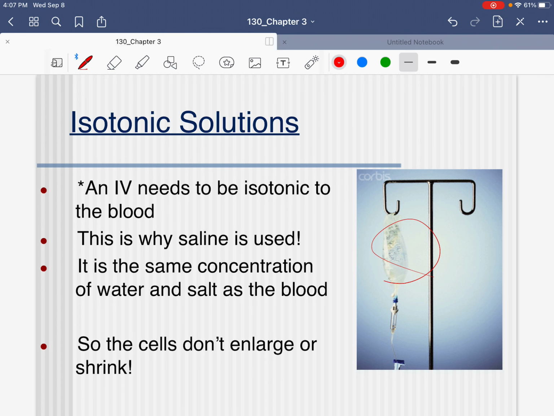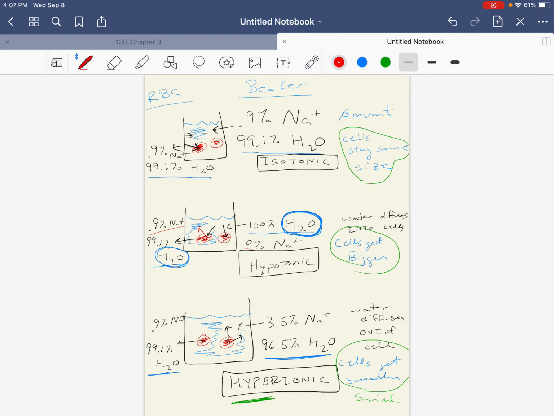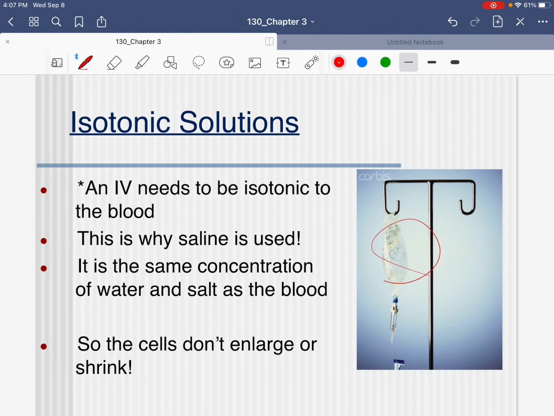And by the way, this is why the IV bags have to be isotonic to the body. When we want to rehydrate just the plasma of someone's blood, we must give a solution that is... I'm sorry, it's been a long day. Isotonic. Let me say that again.